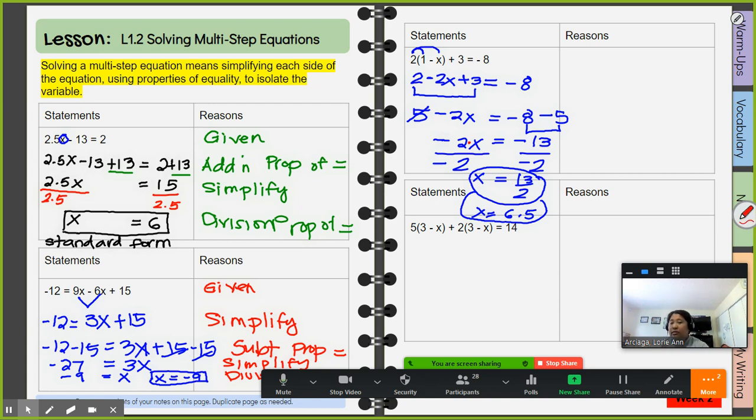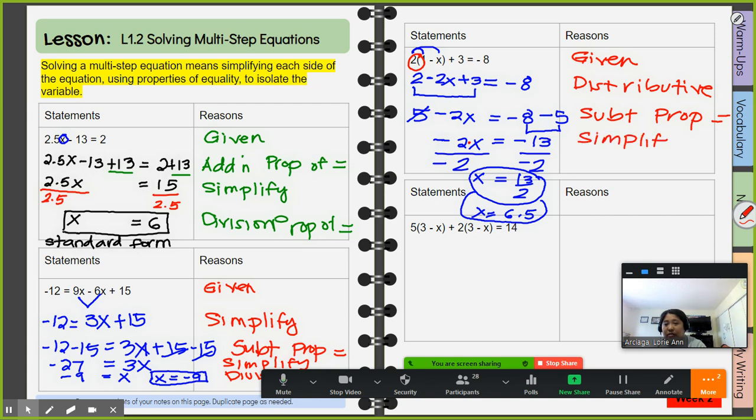So let's recap what we had. That was the given problem, right? And then we did the distributive property on the 2. And then we subtracted the 5. We changed the 5 to a negative and put it on the other side. So we subtracted, that's your clue. So that's the subtraction property of equality. Then we changed the negative 8 and negative 5 into negative 13. So that's combine like terms, or we're just going to put simplify. And then the last one is we divided both sides by negative 2. So that's the division property of equality.